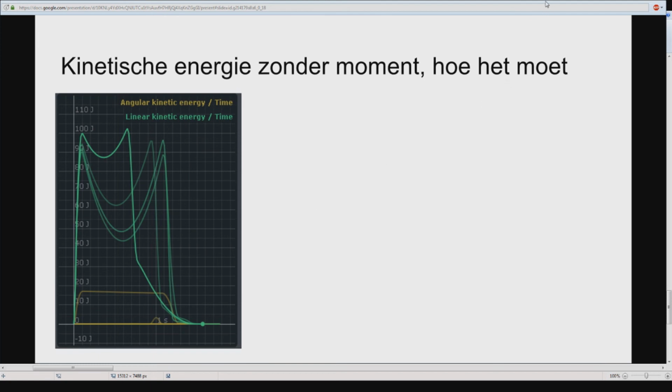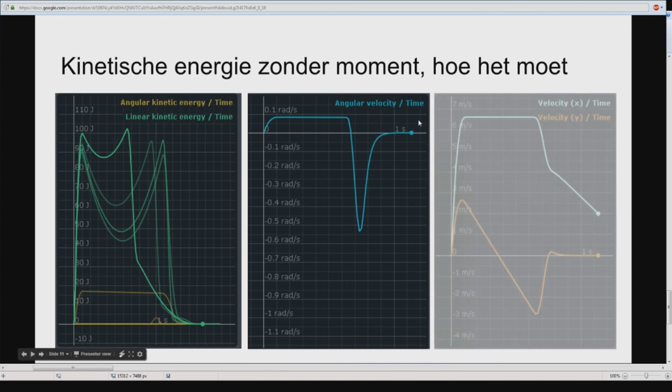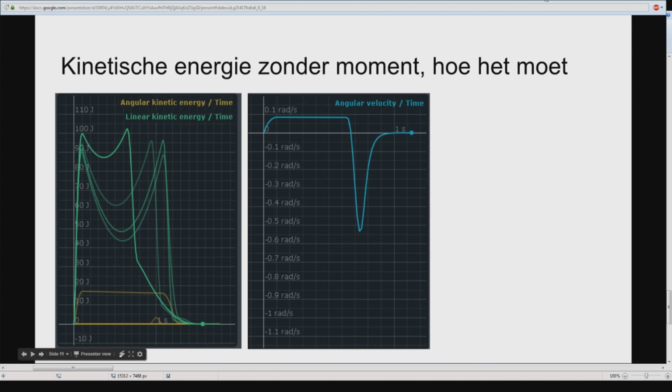And now if you take a look at the angular velocity, you can see that it's almost nothing. It's not even reaching 0.1 radians per second. Therefore the integral of this part is not even 1 second. Therefore it's not even tipping a little bit. And this is how it should be.